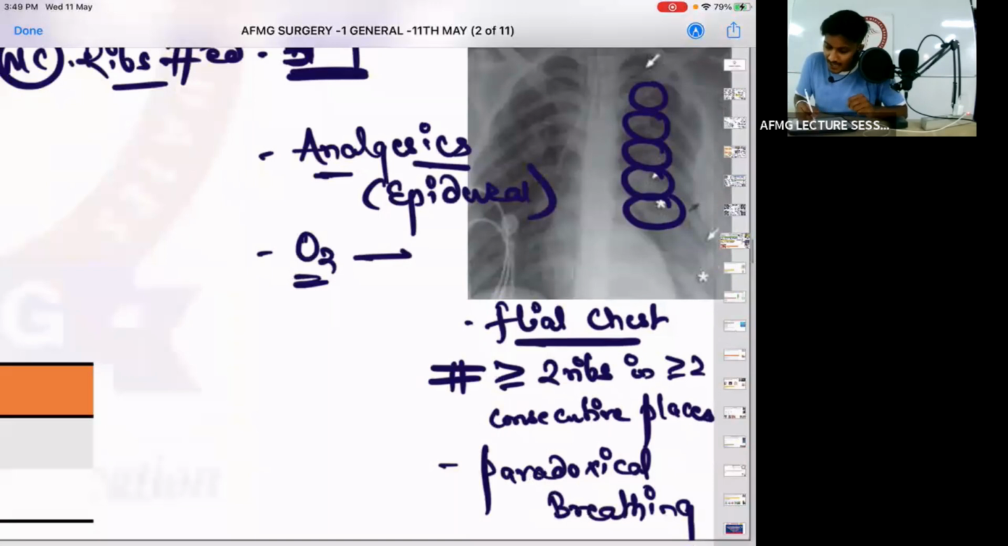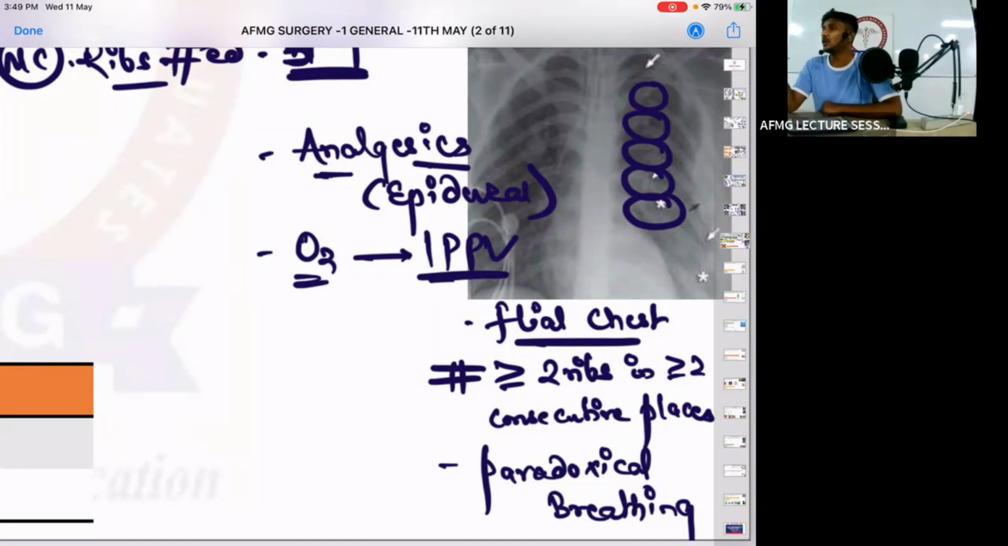And this is given by which mechanism of ventilation? IPPV, that is intermittent positive pressure ventilation. Oxygen is given by intermittent positive pressure ventilation. No issues with this. Yaad rakhna. So which two things are done in cases of flail chest? First is epidural analgesia and second is IPPV. कोई दिक्कत नहीं है.